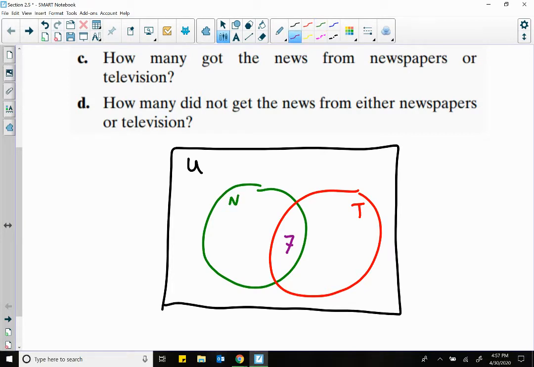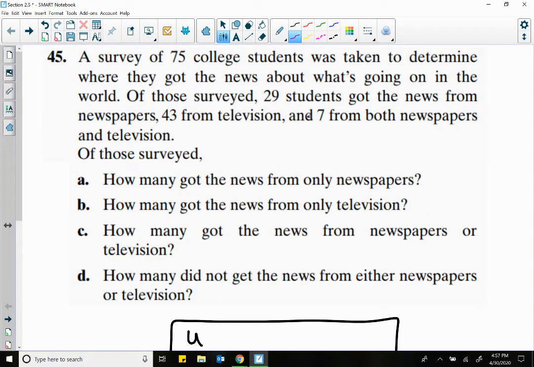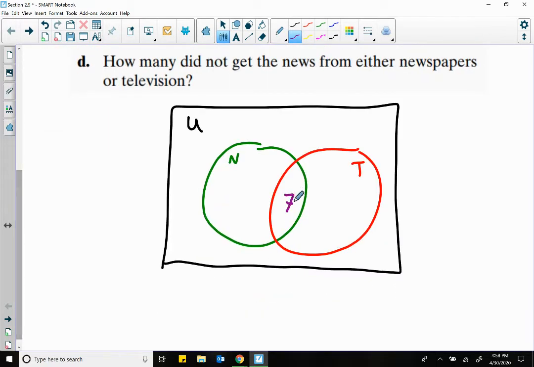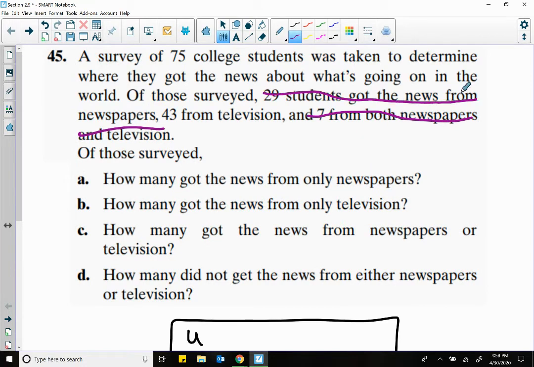All right. So in here is only newspaper. So we know that we've already used that. 29 got it from the newspaper. Okay? So again, we've already taken care of 7. So 29 minus 7 gives us 22. So if you look here, 22 and 7, that gives us the 29 that represented the N of 29 students getting it from newspapers.